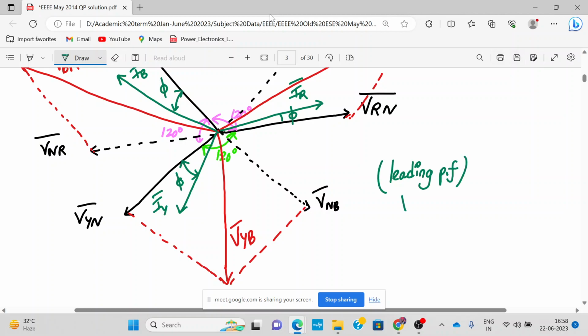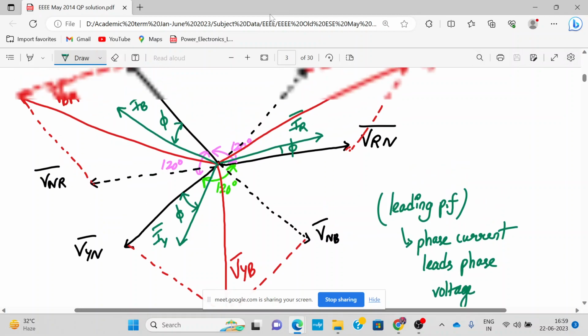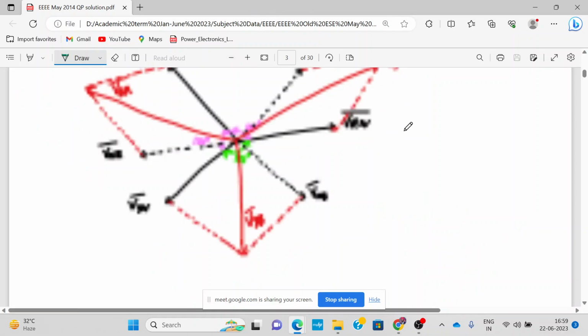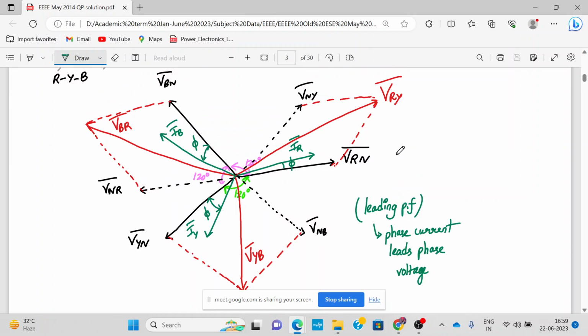Okay, for a leading power factor, your phase current leads the corresponding phase voltage. The phasor diagram is very simple. By now you must have understood also, right? Agree? Yes, sir. This is the complete diagram if you want to see.